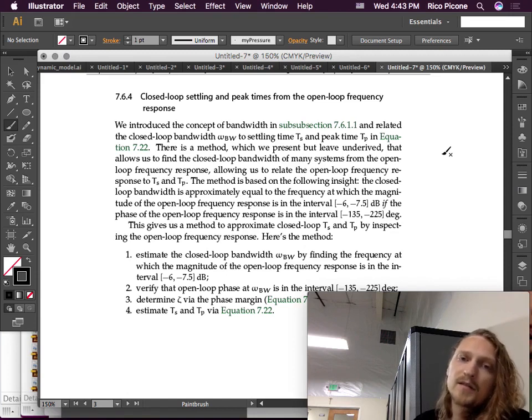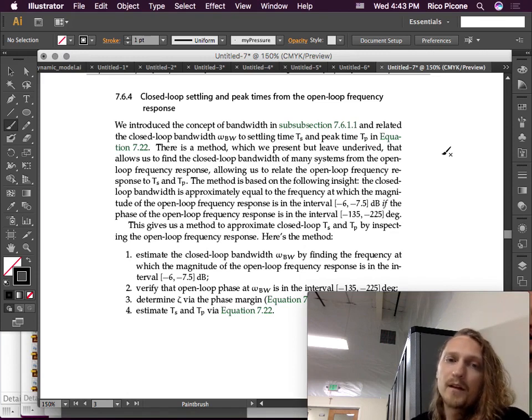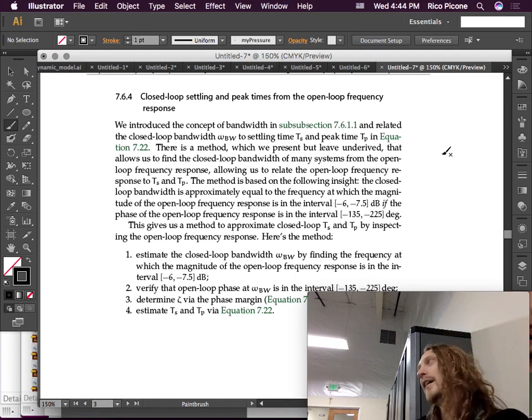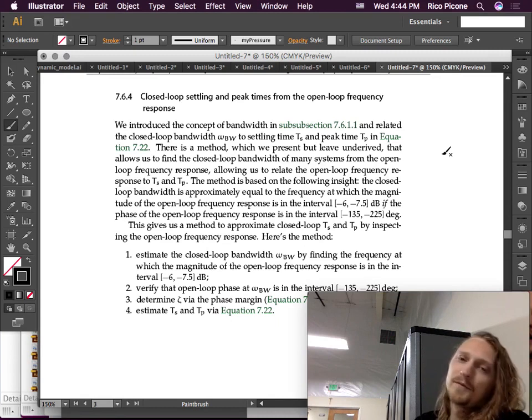The method is based on the following insight. The closed loop bandwidth is approximately equal to the frequency at which the magnitude of the open loop frequency response is in the interval -6 to -7.5 dB, if the phase of the open loop frequency response is in the interval -135 to -225 degrees. This is not obvious. It's something that you just have to look at for a while. It's kind of subtle. In any case, it's roughly the case.